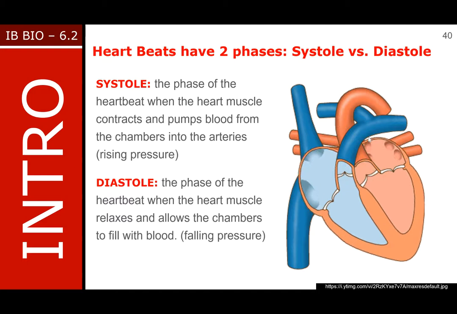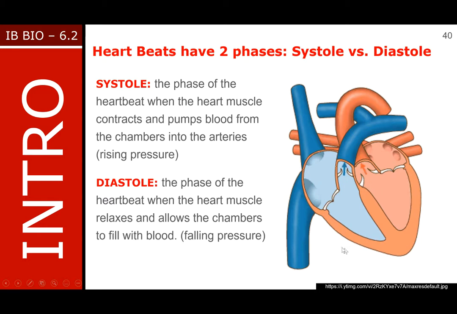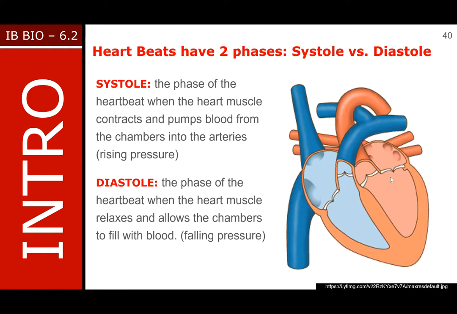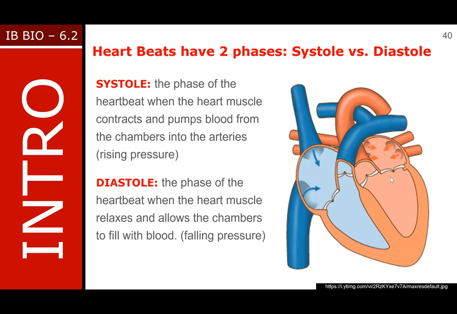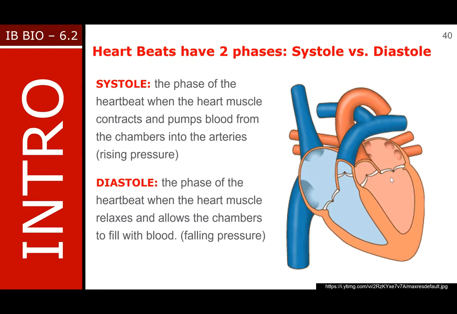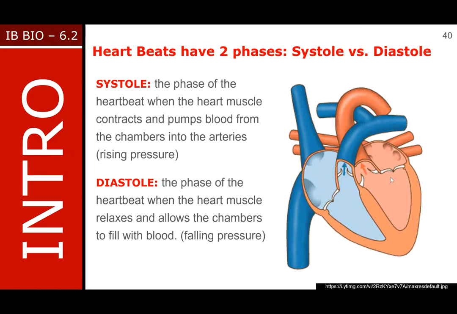Diastole is the phase of the heartbeat when the heart muscle relaxes and allows the chambers to fill with blood. As the heart muscle relaxes, it gets bigger and blood fills the heart, and then the heart contracts, squeezes, and pushes it out. And that's when you have high pressure. So you've got two major phases: systole, higher pressure, when the heart is pumping blood out. And diastole, which is low pressure, when blood is coming into the heart. It's filling, like filling a balloon. It's like water cascading in, low pressure.